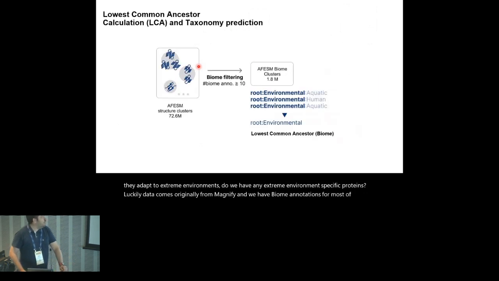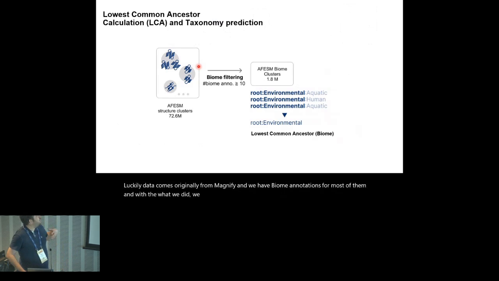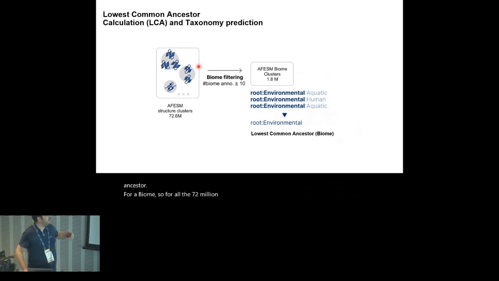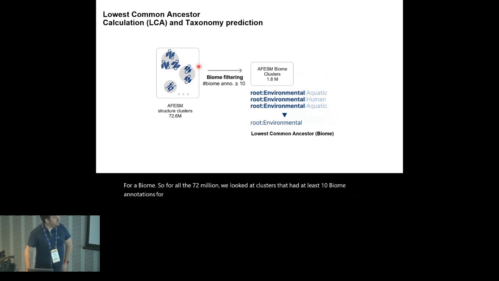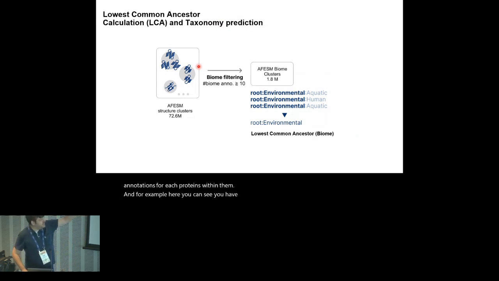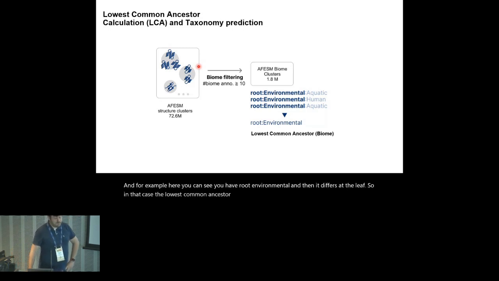And what we did, we decided to calculate the lowest common ancestor for a biome. So for all the 72 million, we looked at clusters that had at least 10 biome annotations for each protein within them. For example, here you can see you have root, environmental, and then it differs at the leaf. So in that case, the lowest common ancestor is environmental.